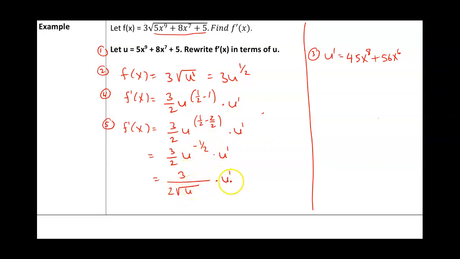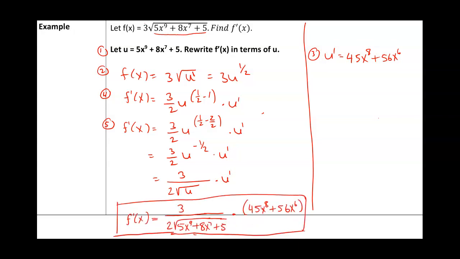But then you always have to multiply by u prime. Anytime there is an inner function that we use for substitution with u, you have to multiply by u prime, which we calculated here. So now we have 3/2 times radical u, which is 5x to the 9th plus 8x to the 7th plus 5, times u prime. You could have done all this without u, writing the whole thing out over and over again, but I think u just makes it a little bit easier to do the work.